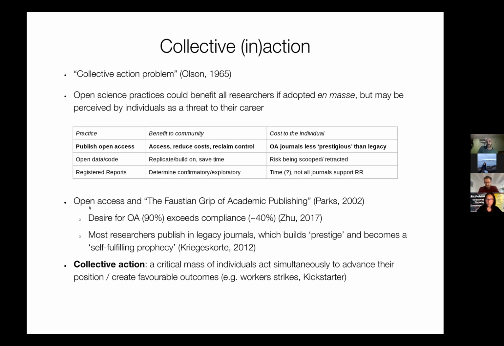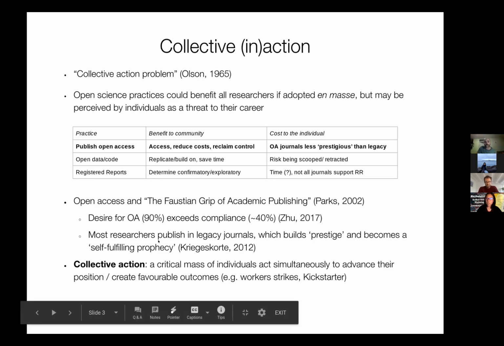which is open access, what has been called the Faustian grip of academic publishing. Studies show that academics are all on board for open access generally. The principle sits well with us, but there are much higher rates of desire for open access than actual compliance in publishing open access. And this has been written about extensively.